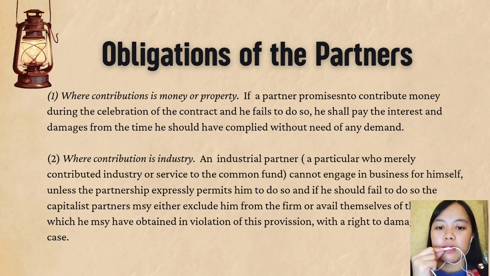Next is where the contribution is industry. An industrial partner, or a partner who merely contributed industry or service to the common fund, cannot engage in business for himself unless the partnership expressly permits him to do so. If he should fail to comply, the capitalist partners may either exclude him from the firm or avail themselves of the benefits which he may have obtained in violation of his obligation, with damages in either case.